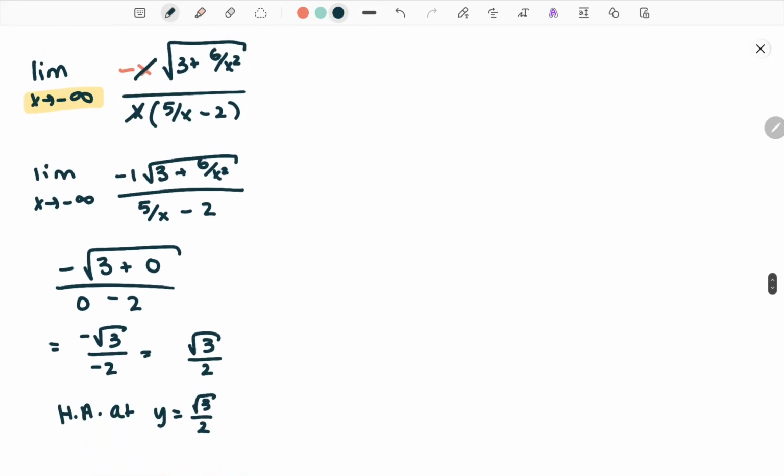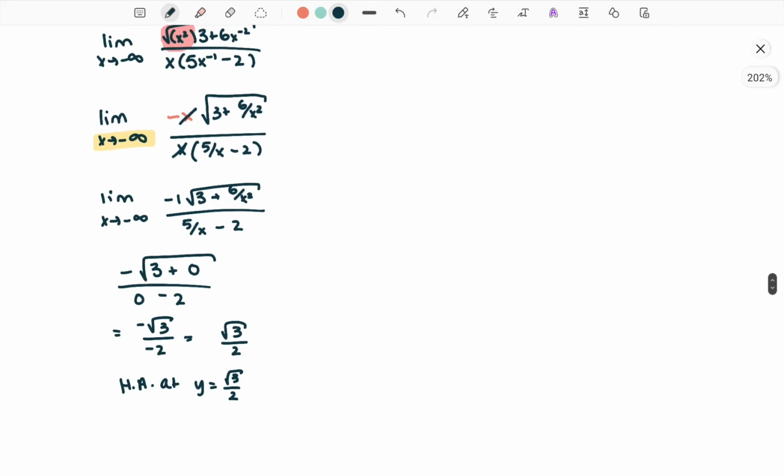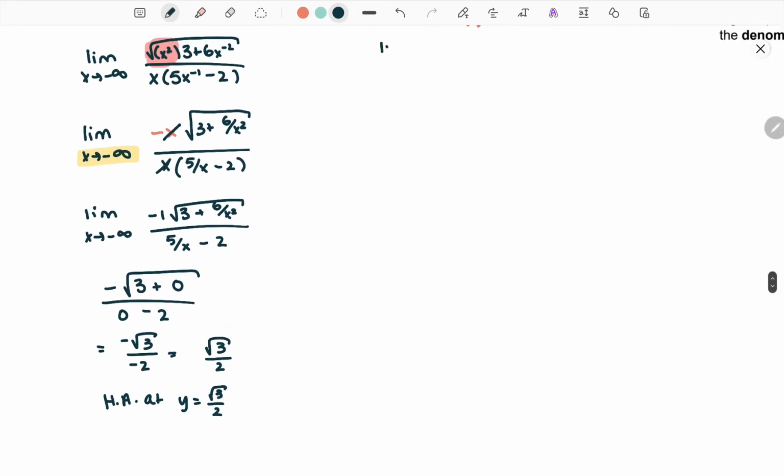If I really quickly evaluated this limit from the right side as well, as I approach positive infinity, let's do that. So when we're finding a horizontal asymptote, we should check both. It's going to be the exact same thing. I'm going to factor out that power of x squared. 3 plus 6 over x squared, 5 over x minus 2.